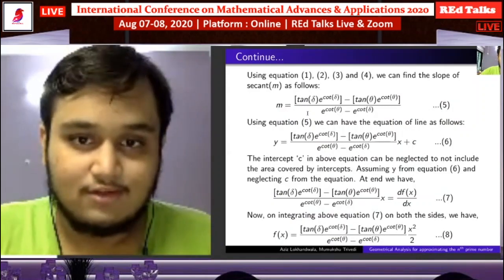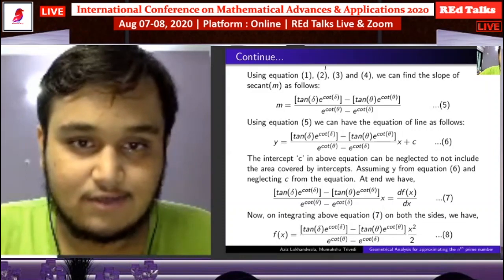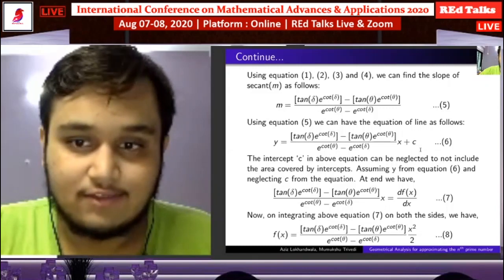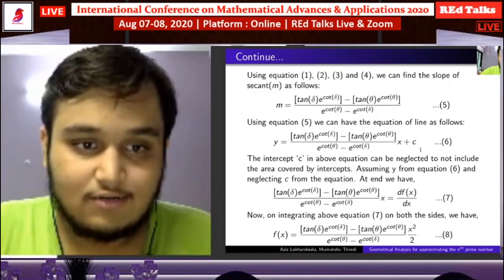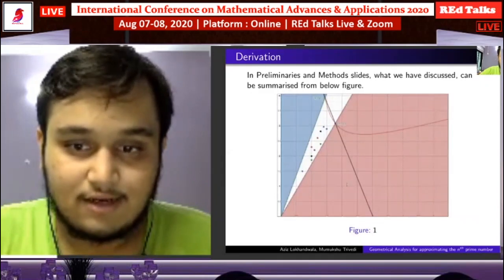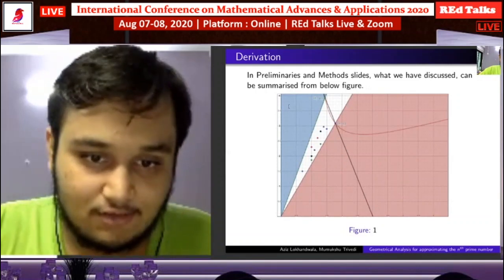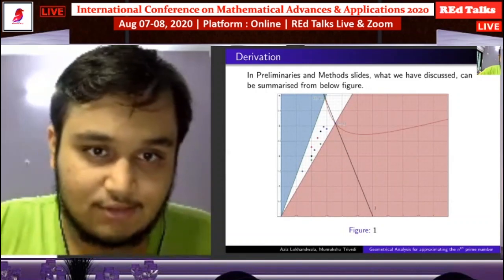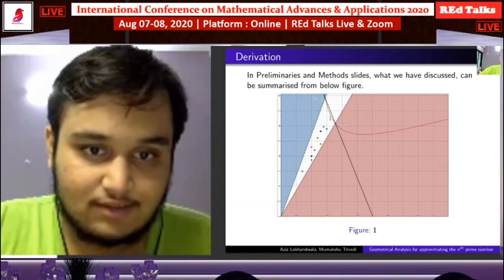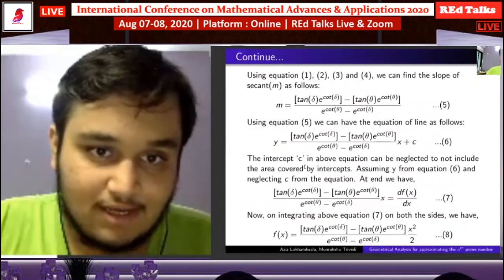Now, because we know that the general equation of a line is y equal to mx plus c, we substitute the value of m in that equation, and we have this equation 6. Now, in this equation, the intercept c can be neglected, and the reason is we don't want to include this much red area, this much blue area, which is the area formed by the intercepts. We just want to include this white portion under this black line and curve.